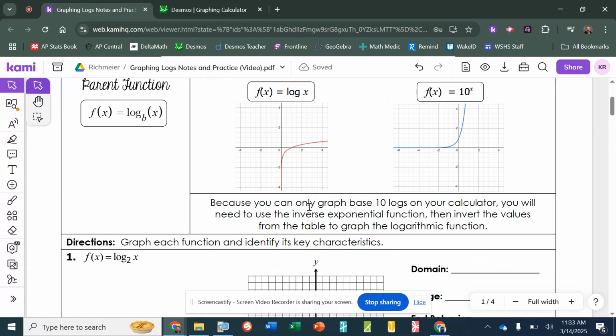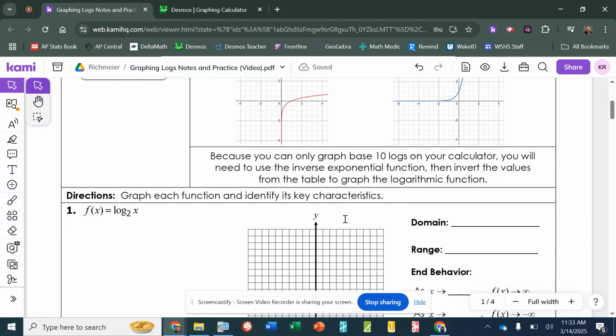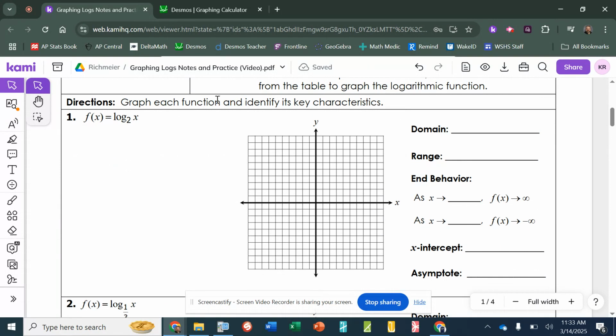Now, it says because you can only graph base 10 logs in your calculator. That is not true. On our calculator, because we're going to use Desmos instead of a calculator, you don't need to make the inverse exponential function. So you can ignore this note right here. All right? So what we're going to do is just practice here. We're going to do a few of these, graph each function, identify its key characteristics. And we'll just review what each one is, and we'll talk about how each one works.